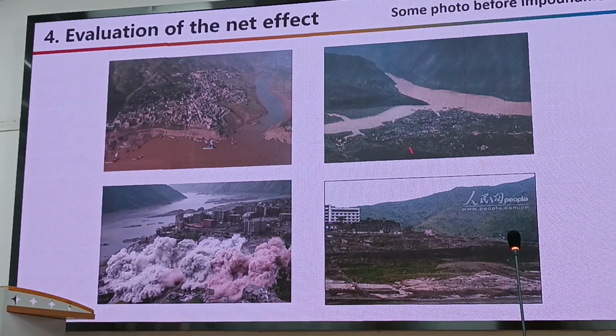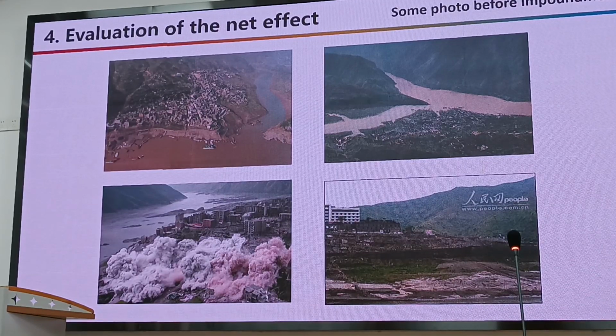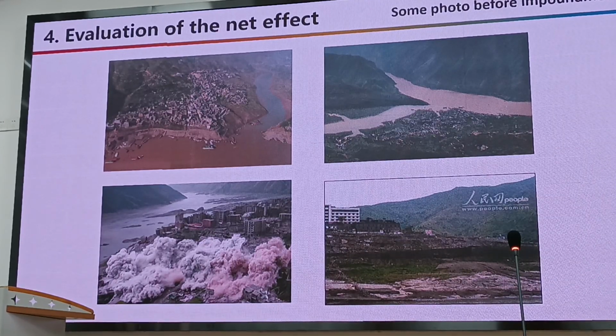And here are some photos before impoundment. These two towns are the Little Three Gorges where it used to be. You will see the historical map. This is the place of the Little Three Gorges.